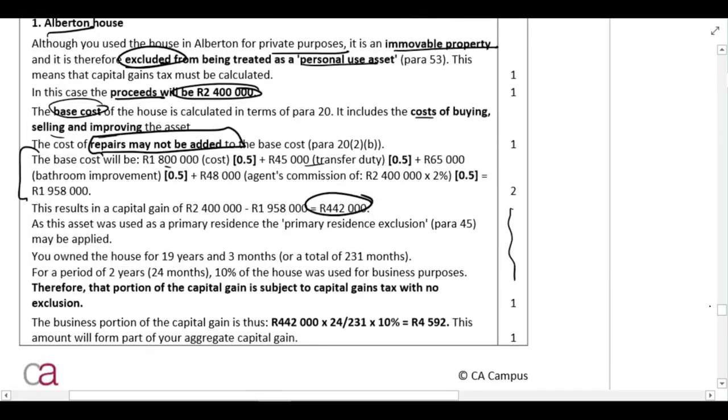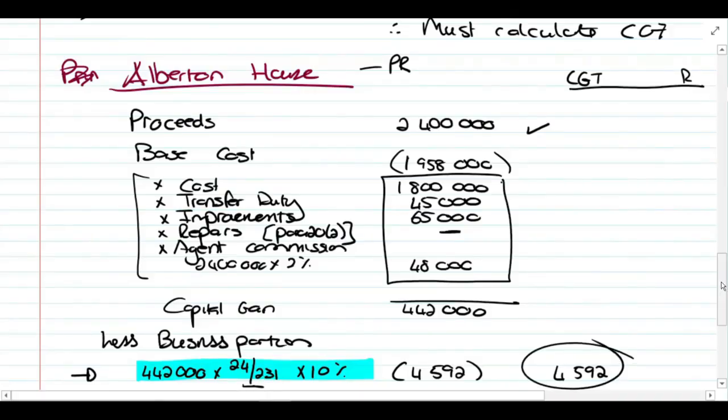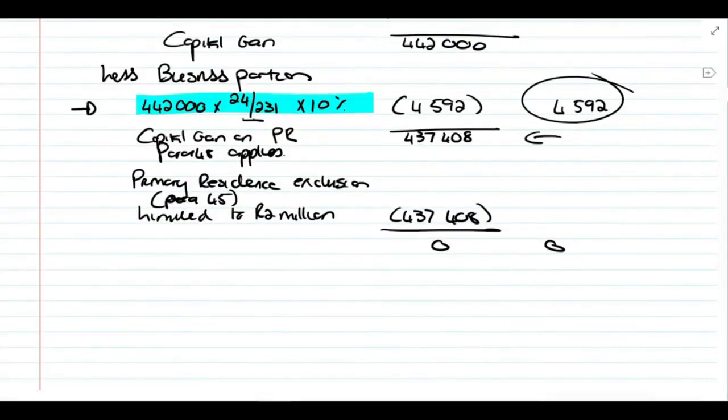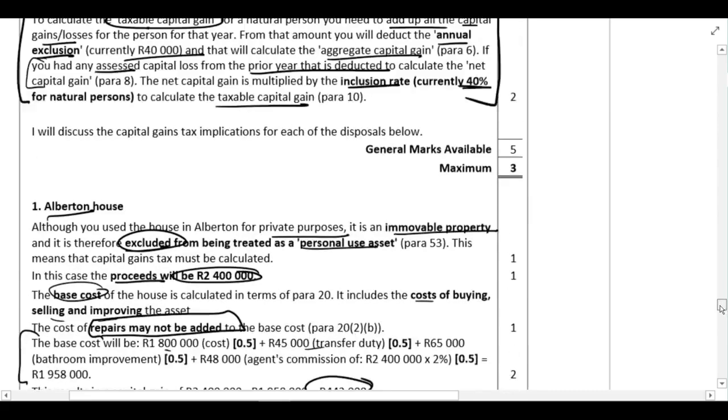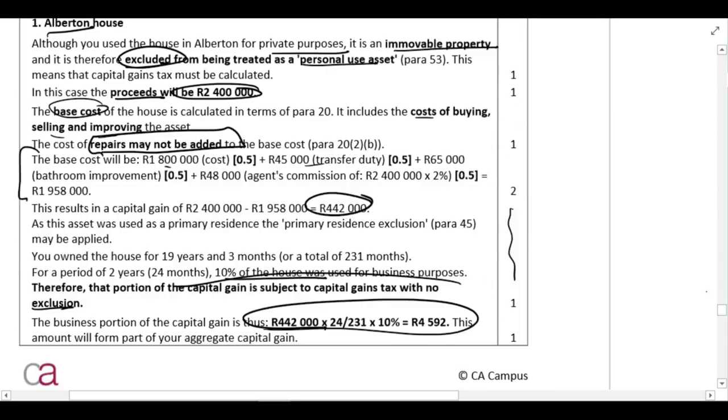Right, you explain the fact that the house was used for business purposes, and that is subject to CGT. So you do the calculation, which is what we did there. And you then explain that paragraph 48 is applicable because you were trying to sell it, and that the 2 million is per primary residence. So even if you had missed paragraph 48, guys, you can see there's more marks available. So you would have still been able to score 100%, even if you missed out on paragraph 48. Okay, lots of marks available.